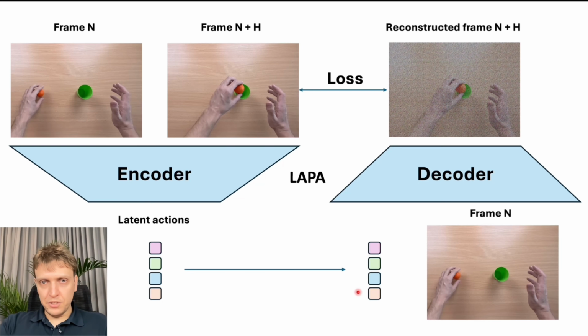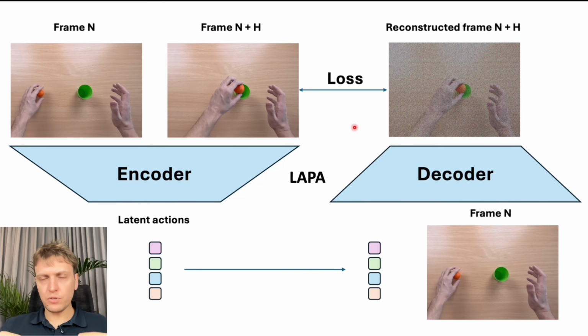Another interesting observation is that this part on the right is actually a world model. We have a current state, we have actions, and we predict the future state. Eventually, what we do is use the full world model as a loss to predict these latent actions for our current video.